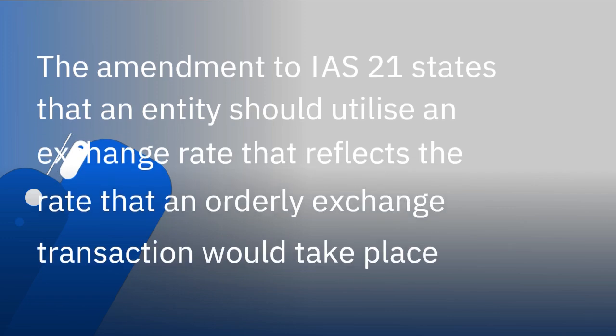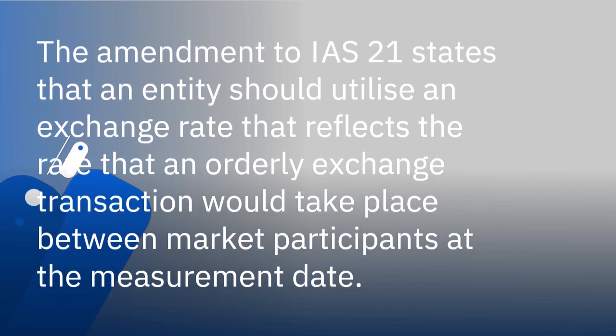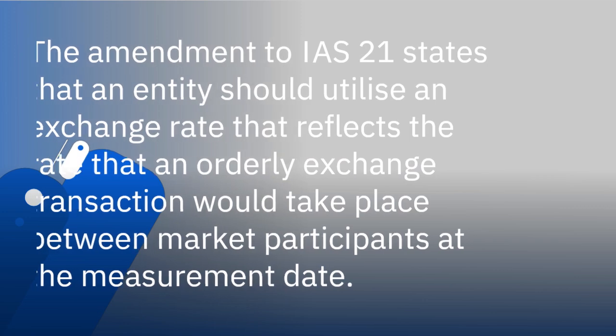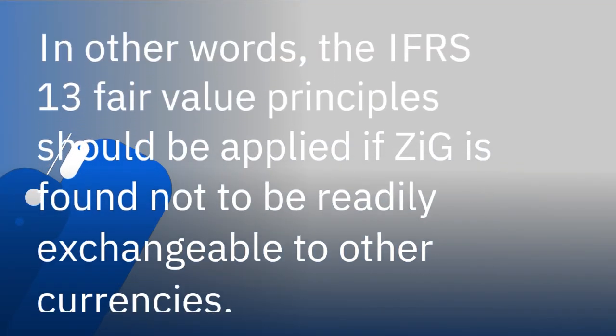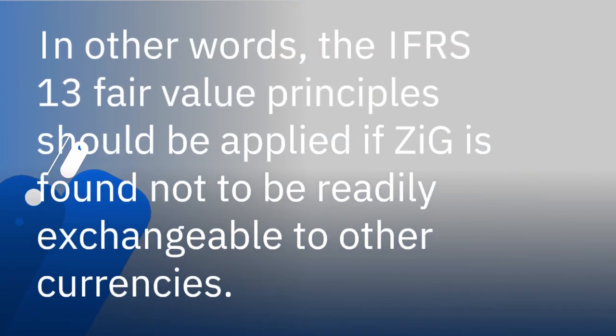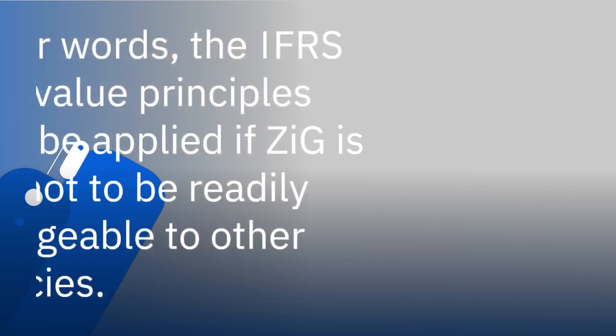The amendment to IAS 21 states that an entity should utilize an exchange rate that reflects the rate at which an orderly exchange transaction would take place between market participants at the measurement date. In other words, the IFRS 13 fair value principle should be applied if ZiG is found not to be readily exchangeable to other currencies.